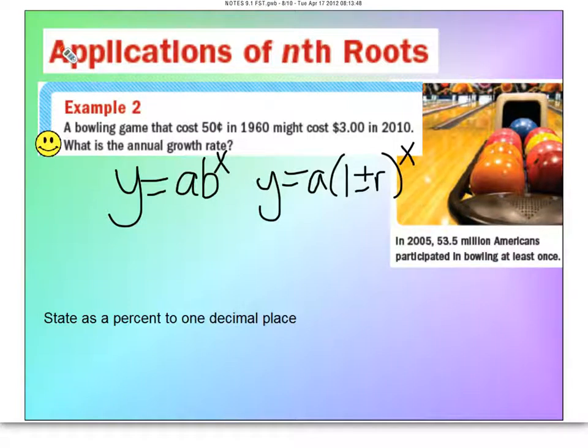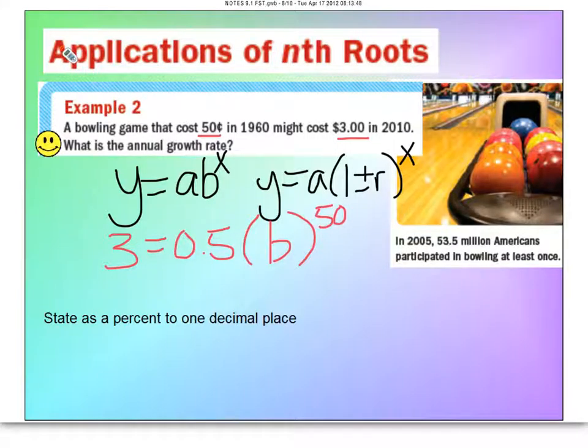So what do we know here? We know that the starting amount of a game was 50 cents, the ending amount was $3. And from that, we can see a time span that took place. It looks like we have a 50-year time span between 1960 to 2010. So why don't we just go ahead and put in $3 for our ending amount, 50 cents for our starting amount. I do not know the growth or decay rate or factor right here, but I do know the x, which is the time period, and I said it was 50 years.